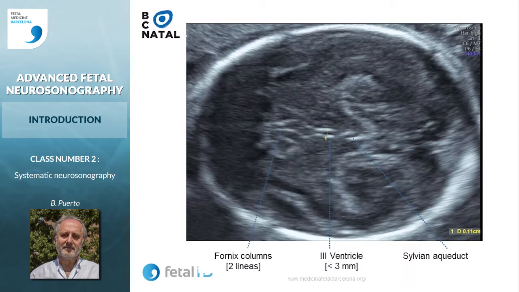Inferior to that section, we find this one, in which we can identify the fornix column, the third ventricle, which can also be measured with normality curves, the Sylvian aqueduct, and the rest of the structures are the ones mentioned before.